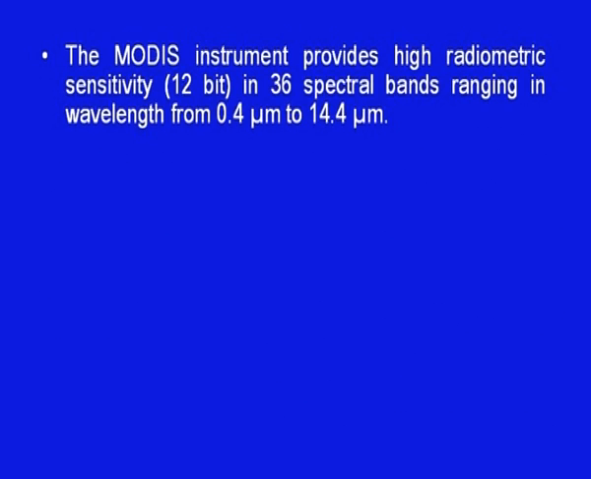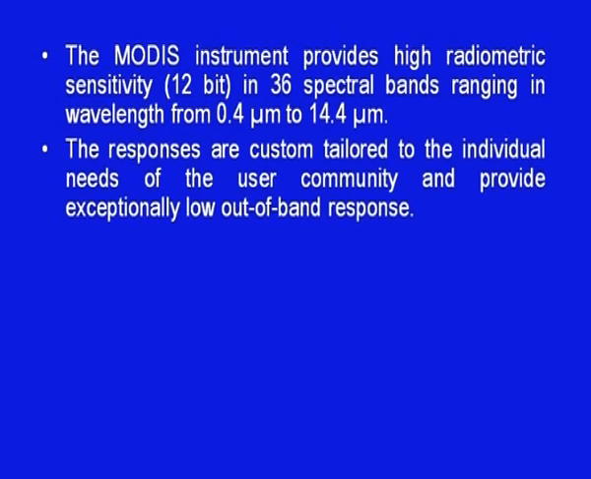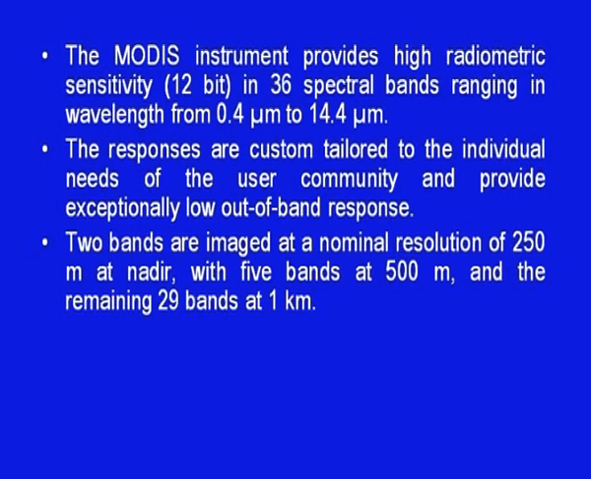The MODIS instrument provides high radiometric sensitivity, that is 12 bits, in 36 spectral bands ranging in wavelength from 0.4 micrometers to 14.4 micrometers. The responses are custom tailored to the individual needs of the user community and provide exceptionally low out of band responses. Two bands are imaged at a nominal resolution of 250 meters at nadir, with 5 bands at 500 meters and the remaining 29 bands at 1 kilometer.